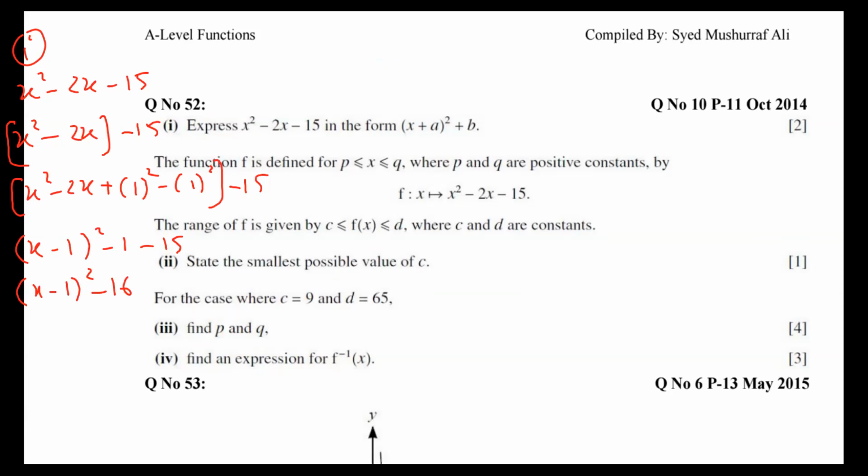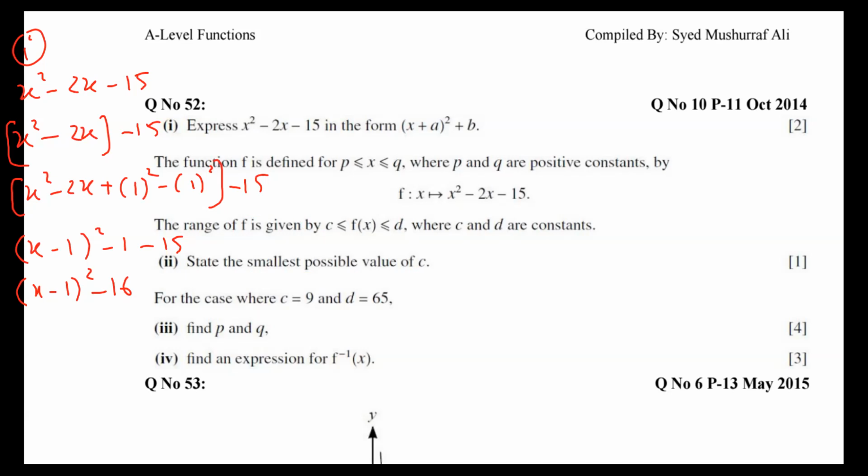Part number 2, what is it here? He has given us the range, actually. Range, the upper highest value of the range is D and the lowest value of the range is C. So he is asking us to give the smallest value of the range. Look at what f(x) stands for: range. And he is asking the smallest value of C. So indirectly he is asking us the smallest value of the range. Let's see how we can find it.